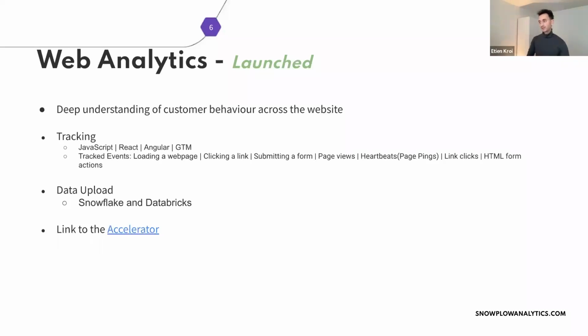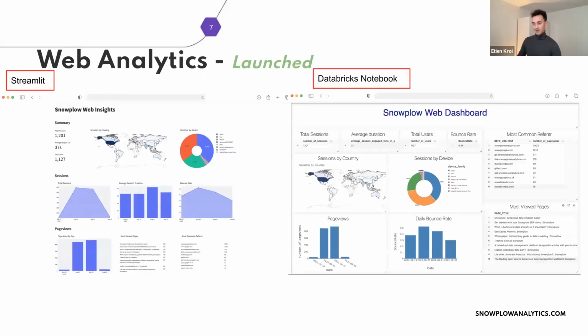All these accelerators also, I needed to mention in the very beginning, are appearing on our website. So if you go to our website and hover over solutions, there's going to be a Data Product Accelerators menu there. And then for web analytics, these are some of the results that you'll be able to see by using Streamlit or Databricks Notebook so far.